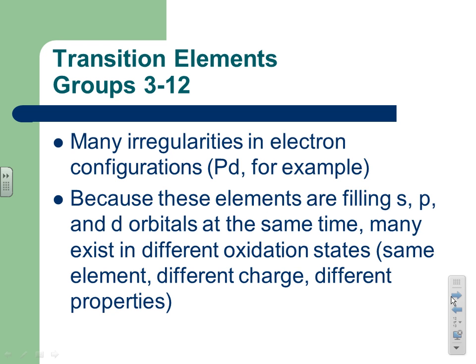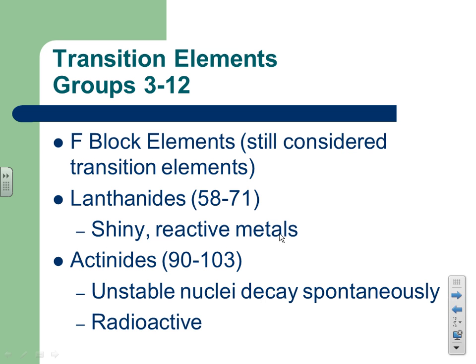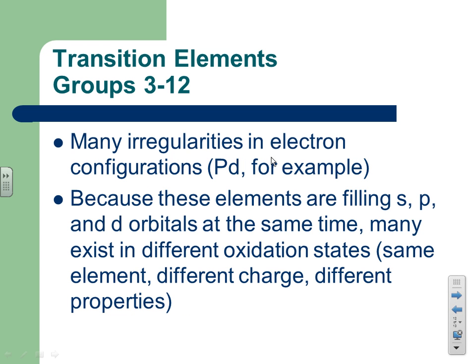And then the last ones, the two down at the very, very bottom. Okay? What about many irregularities in the d block? It says many irregularities in electron configurations. Okay. Palladium is one example of that. But there are lots in there. So I said that it doesn't always follow that nice orderly filling sequence that I introduced to you in the last chapter. Okay.